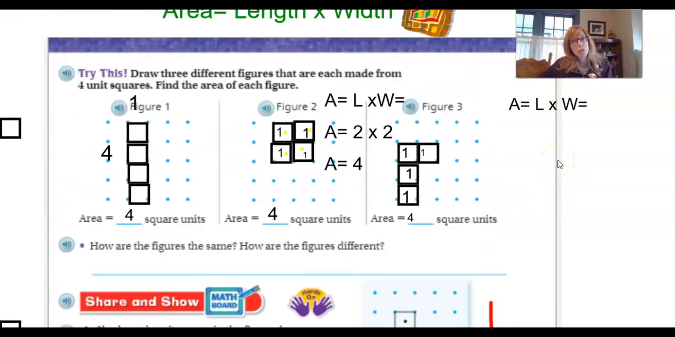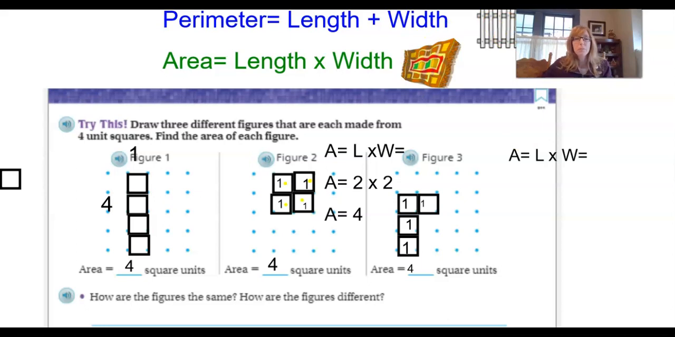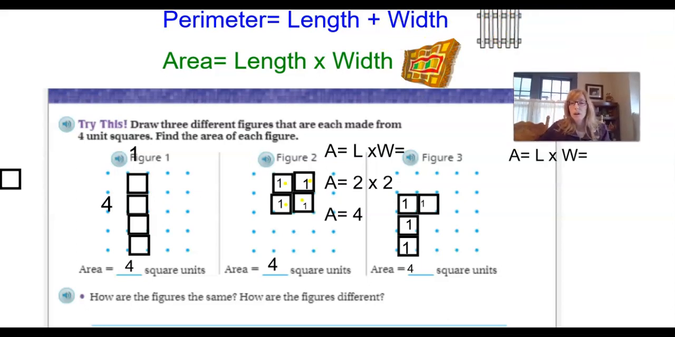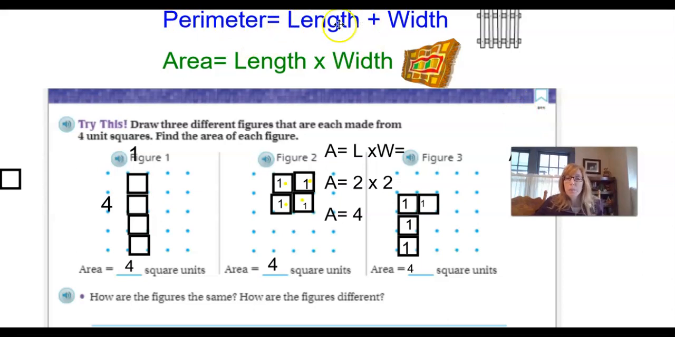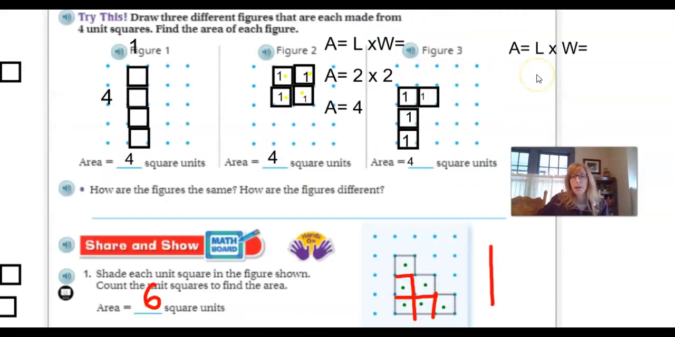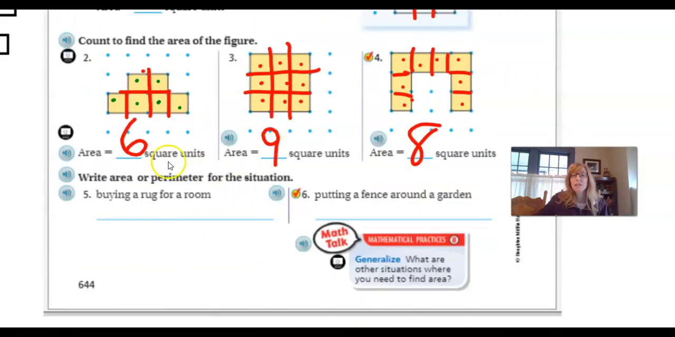All right, so write area or perimeter for the situation. Let's go back up top. We know perimeter is the distance around. It's the fence, okay? The outside. If you were to do wallpaper. Area is everything that's covered, the units that are covered inside. The square units needed to cover a flat surface, so like an area rug, okay? Perimeter, fence, and then area rug would be area.